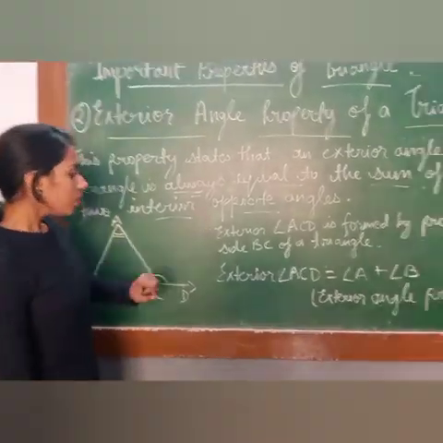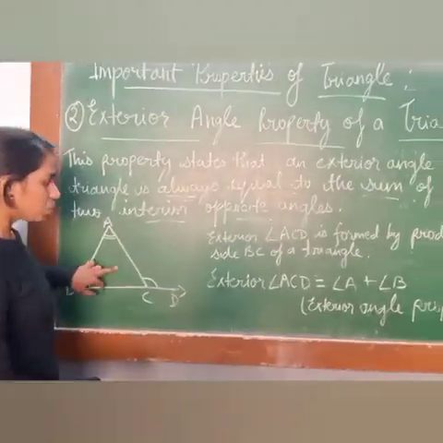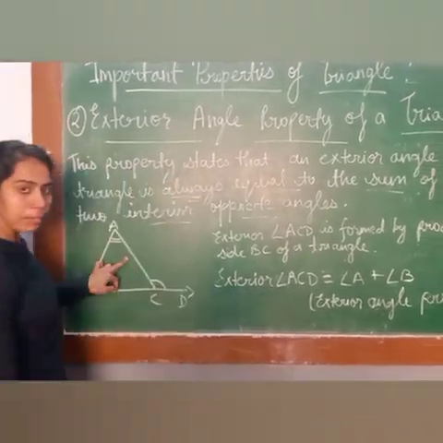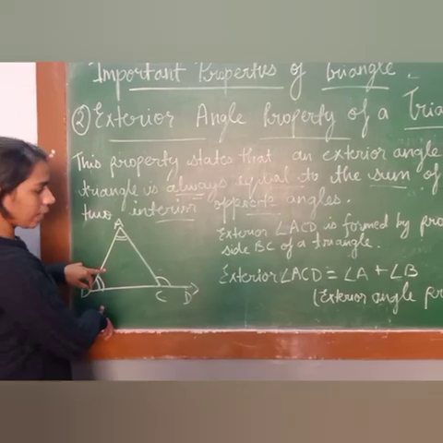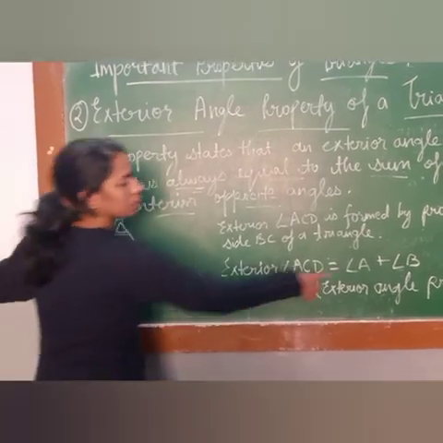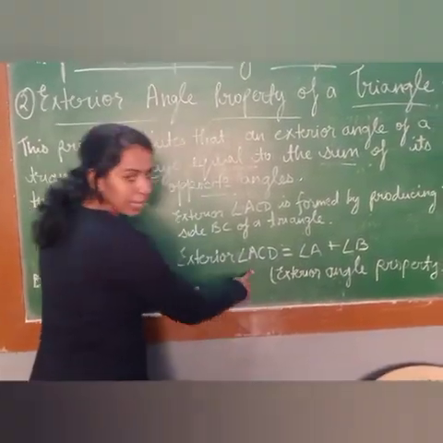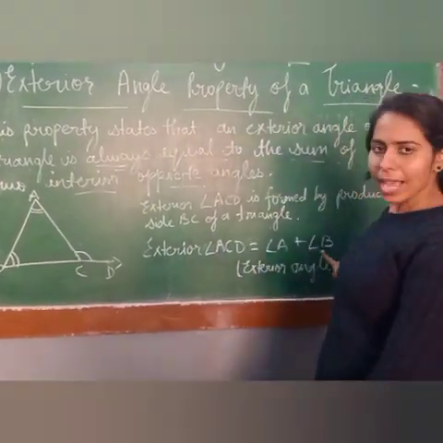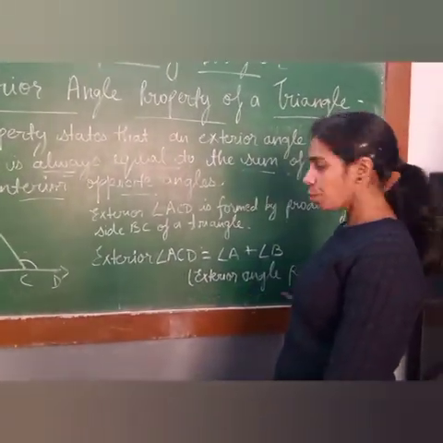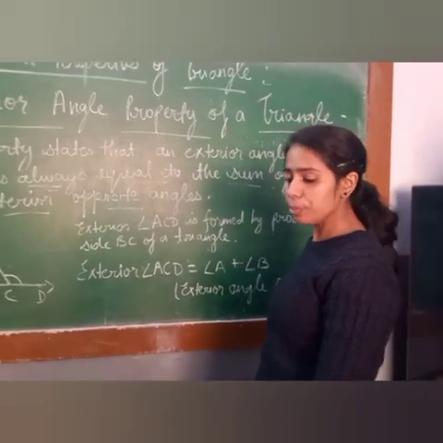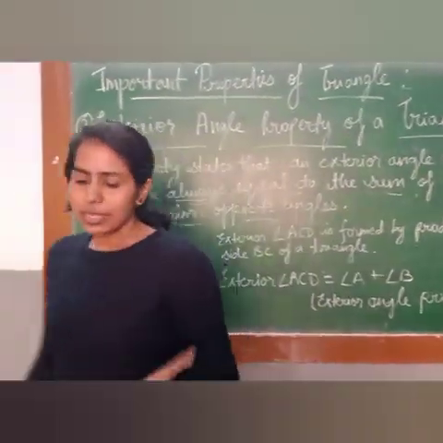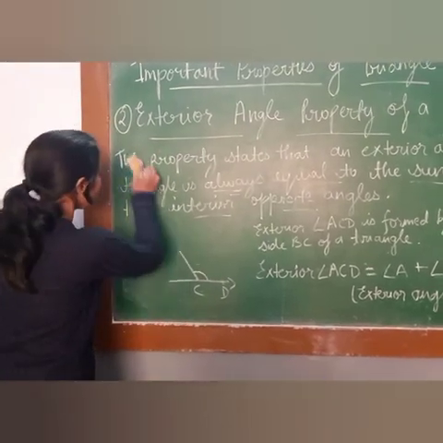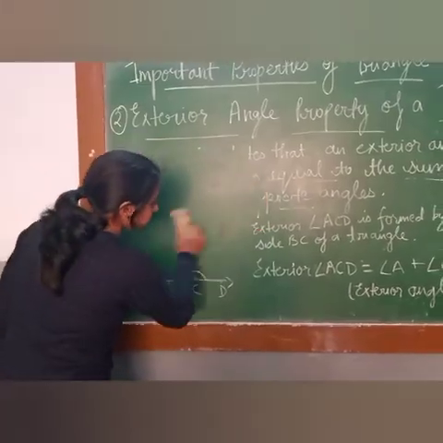Getting? So what will happen, students? According to this property, exterior angle ACD will be equal to angle A plus angle B, by which property? Exterior angle property. Now let's look at one question related to this.